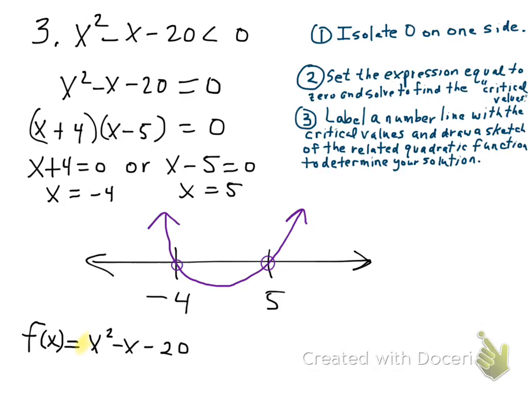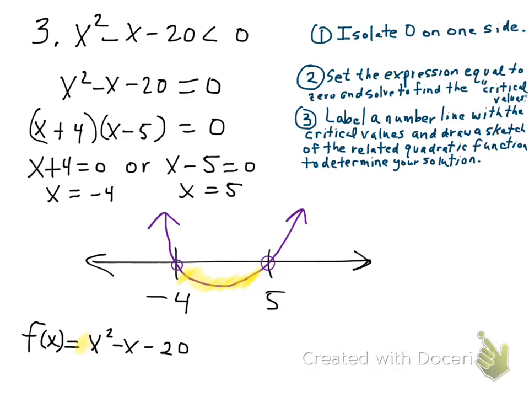Now, if you look at the quadratic function, it says we want to know when x squared minus x minus 20 is less than 0. Well, that happens below the x-axis. So between negative 4 and 5, notice the function has values that are negative or less than 0.